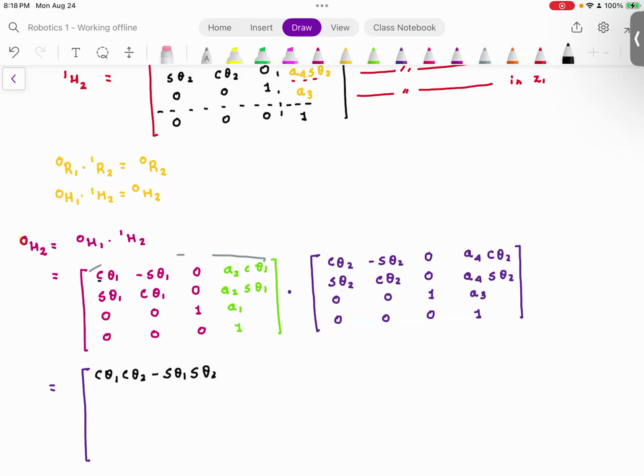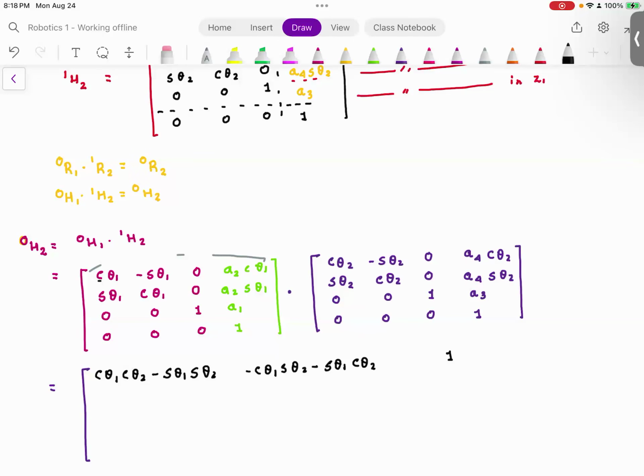Then first row, second column. First row, second column is cosine theta 1 times minus sine theta 2, then minus sine theta 1 cosine theta 2. Then first row, third column. Can you see here I get 0. And first row, fourth column.